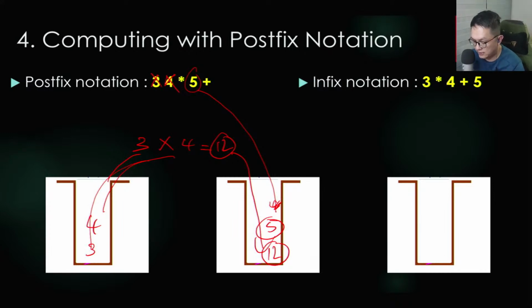The next thing I have is a plus. Again, I will take items out now. The first one to come out is 5, so 5 will go here. Then 12 will come out next. Then I put in the operator, and this will give me 17. Now I push 17 inside this stack. So this is 17, and this is my outcome. This is just how you do postfix notation.